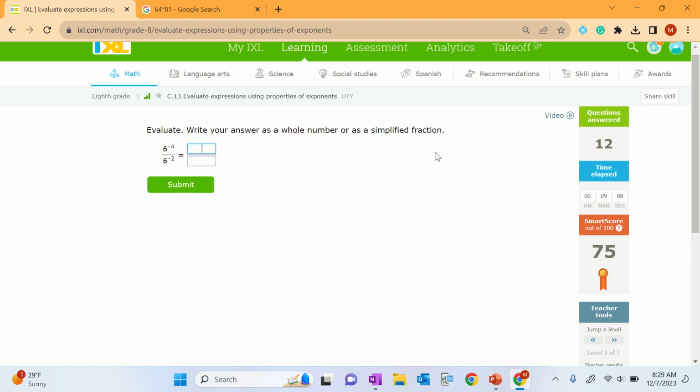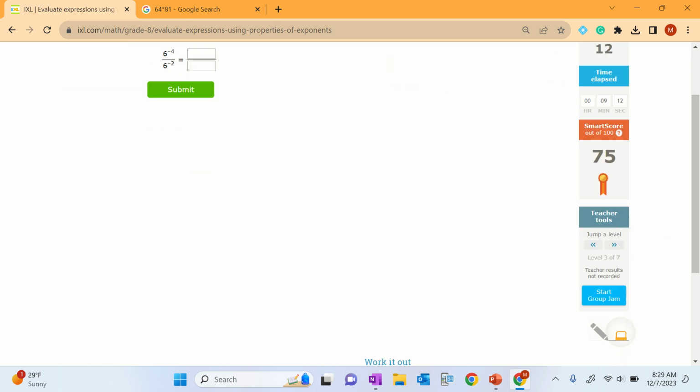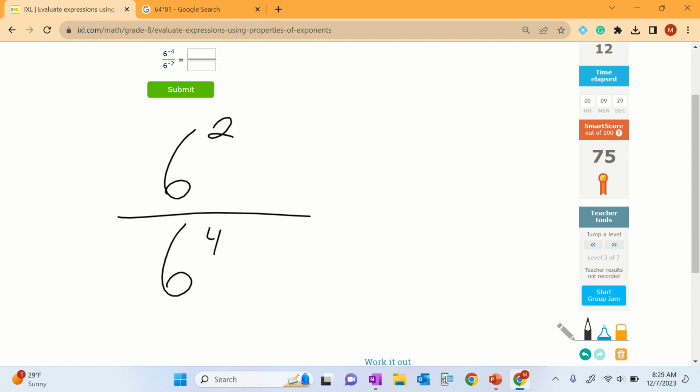6 to the power of negative 4 over 6 to the power of negative 2. Again, let's rewrite this so that we have positive exponents. So I'm going to take my 6 to the power of negative 2, move it to the other side. It becomes 6 to the power of positive 2. The only thing that changes is the sign of that exponent. I'm going to take that 6 to the power of negative 4, move it to the other side of the fraction. That's 6 to the power of positive 4.